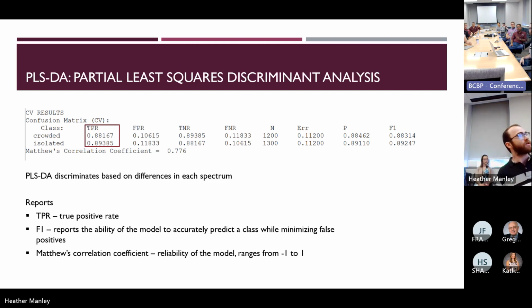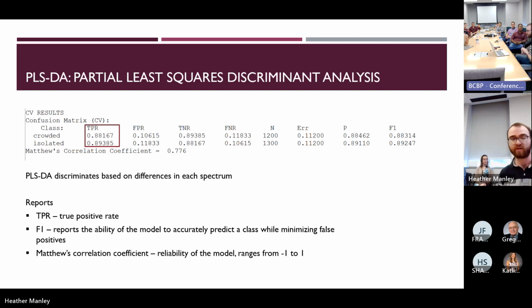So the information that's used for this study that is reported, there's a lot here, but mainly what we look at is the TPR, which is the true positive rate. This is the amount of spectra that are accurately classified as the class that they are. So the ones that are determined as crowded that are crowded contribute to this value, which was 88.2% for crowded and 89.4% for isolated.